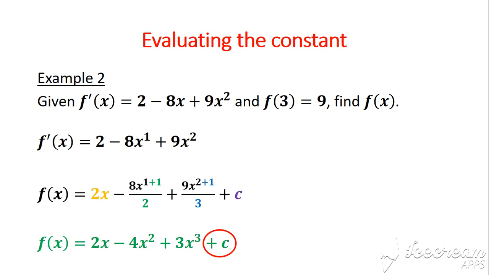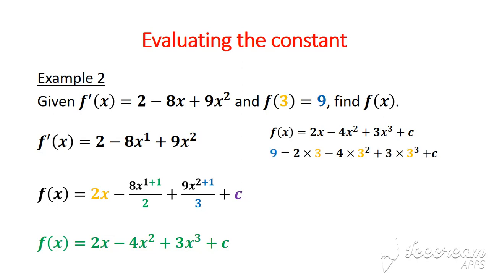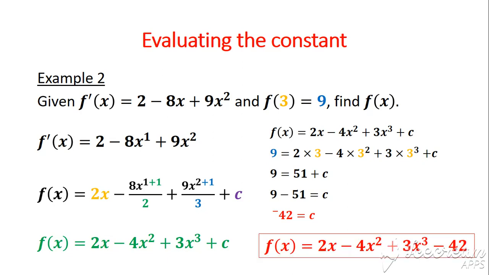Again, we don't know what c is, but we're going to use this information to find it. So once again, here's our rule, and we know that when x is 3, that's the number inside brackets, y is 9. So every time we see a y or f x, we put 9. Every time we see an x, we put 3. And we solve this equation to get 9 is equal to 51 plus c. So c must be 9 take away 51, which is negative 42. And our final rule is this function down here with c equal to negative 42.